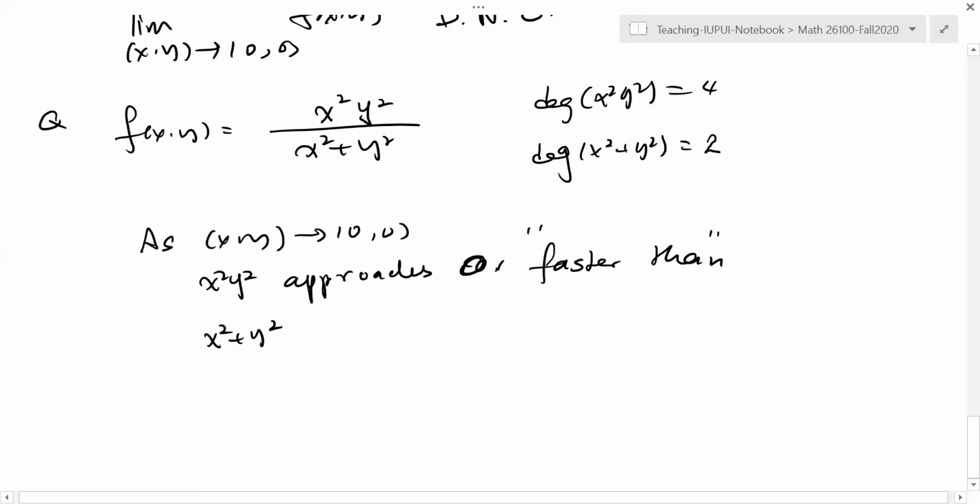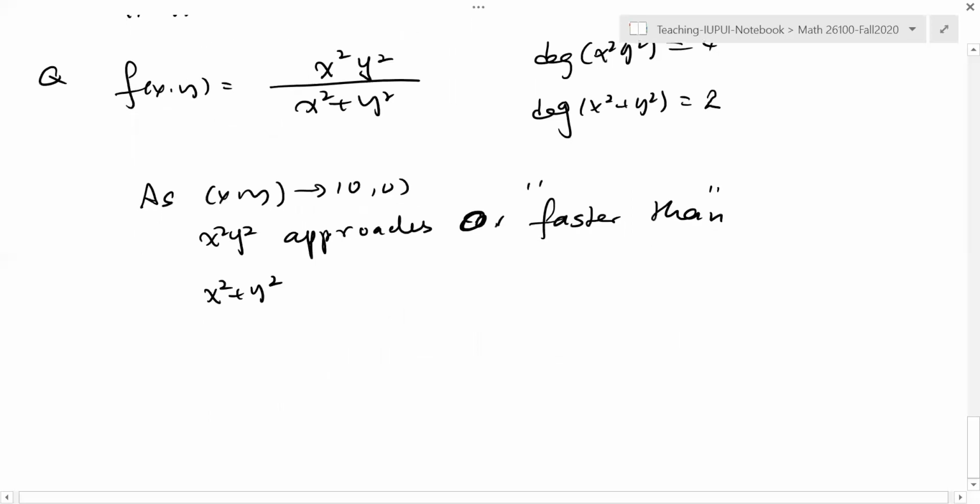So the question is, how can I show this is true? I know the result already. The limit is going to be 0. How can I do that? The best way to solve this problem is going to be using some inequalities. So here's the important inequality. Let me get the inequality.